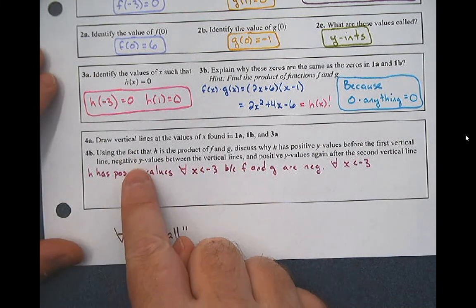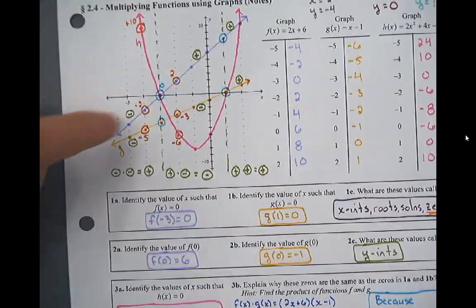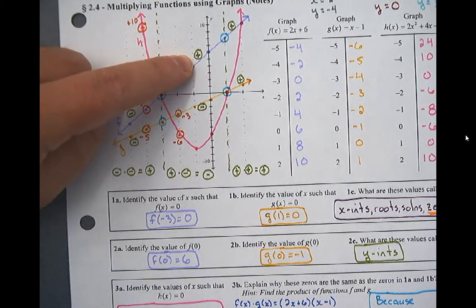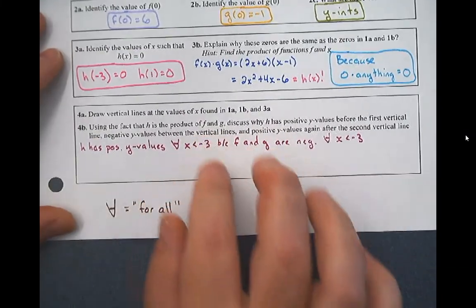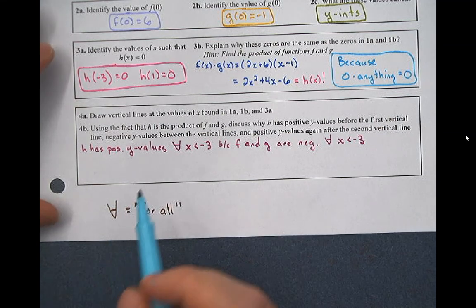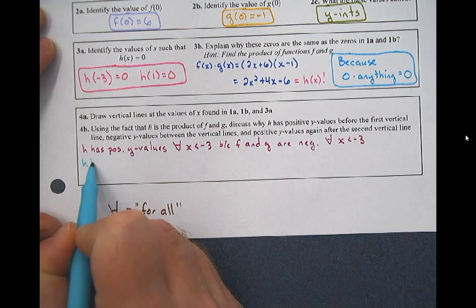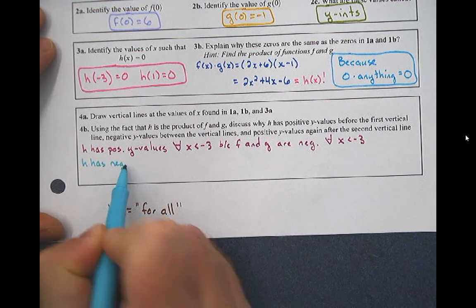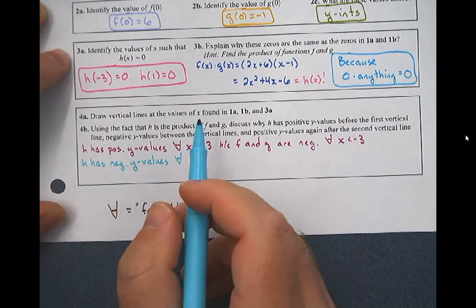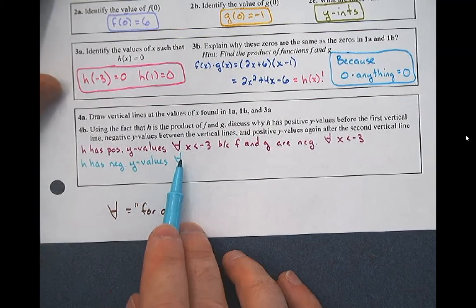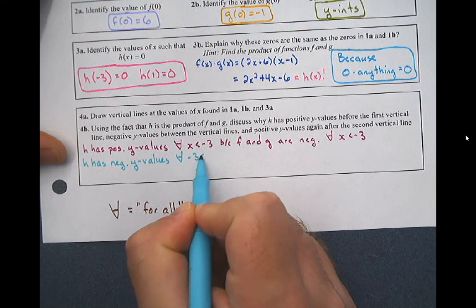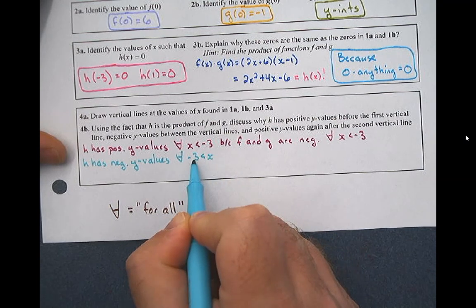Why does H have negative y values between the vertical lines? Why are these values negative? Because F is positive, and G is negative. So let's write that up. H has negative y values for all, and then when you want to write an interval where the x's are between two numbers, you start with the smaller number. -3 is less than x, so that covers everything smaller.